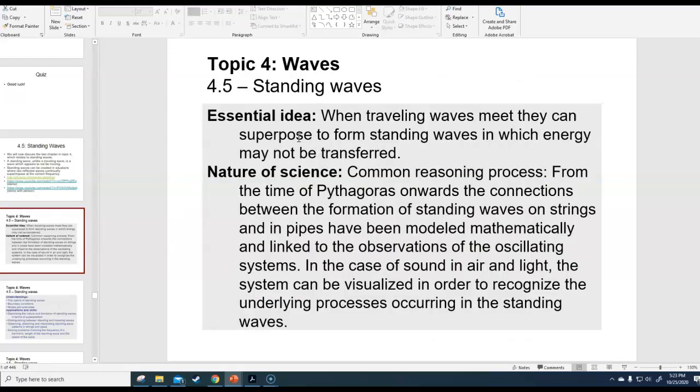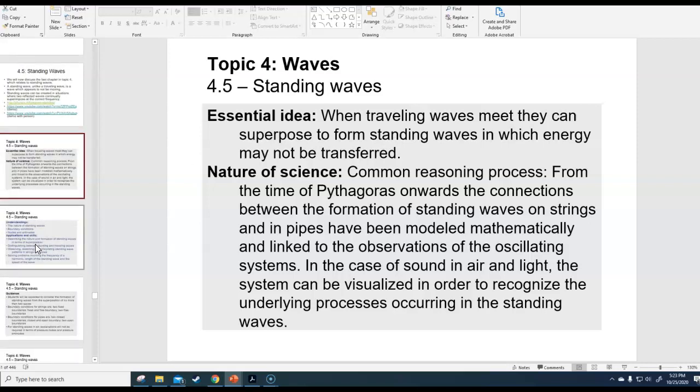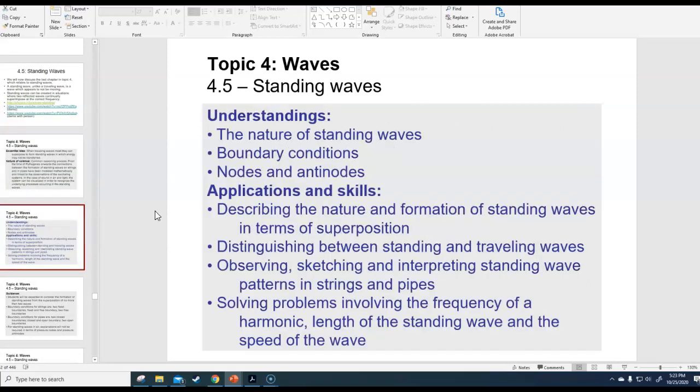Okay, so the essential idea in this topic: when traveling waves meet, they can superimpose to form standing waves in which energy may not be transferred. There's actually a lot of really important applications to this that you'll see here in a few minutes. This is a pretty short unit. Just to give you an idea of what you need to be able to understand, you have to understand the nature of standing waves, you have to understand boundary conditions, which we'll spend time talking about, and then nodes and antinodes.